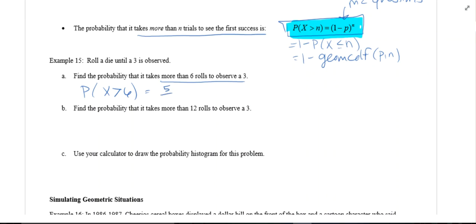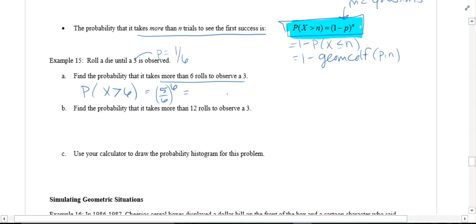Sorry, got a little ahead of myself. Okay. So probability I roll a 3, probability of success, p, is going to be 1/6. So what's the probability of failure? It's going to be 5/6. Okay, so if I want my success to occur after the 6th try, I must have had 6 failures. So I'm going to have 5/6 to the 6th. Okay, that's based on our formula.